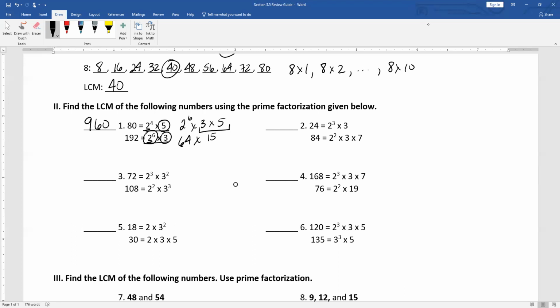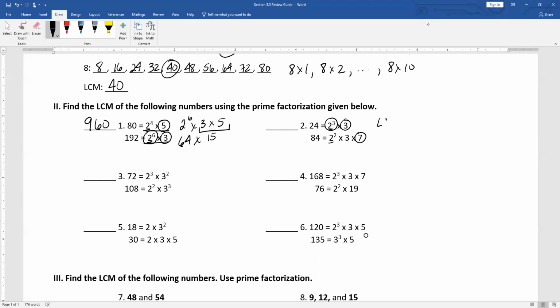So that's a very big number. We have to go pretty far before we find a number that both 80 and 192 divide into. All right, number 2 is 24 and 84. Again, we have a common prime factor: 2 to the 3rd and 2 squared. So we use the one with the larger exponent. They both have a 3, but both of them are the same, so just pick one. And then there's the 7, so we have to include that as well.